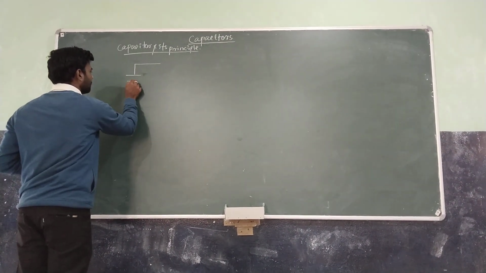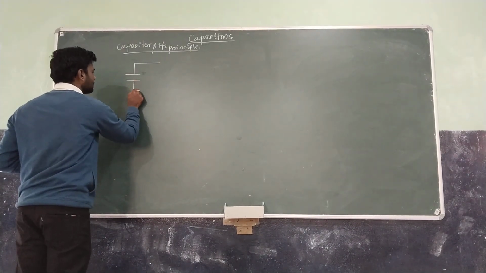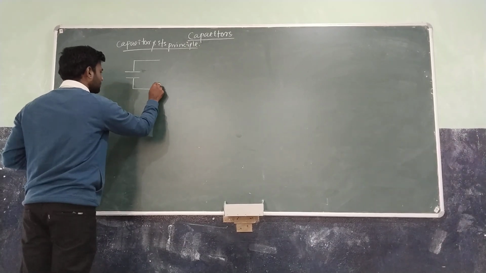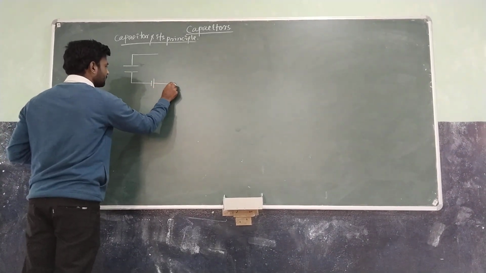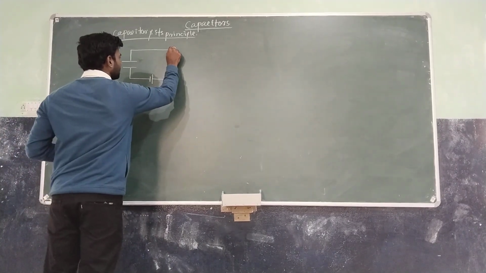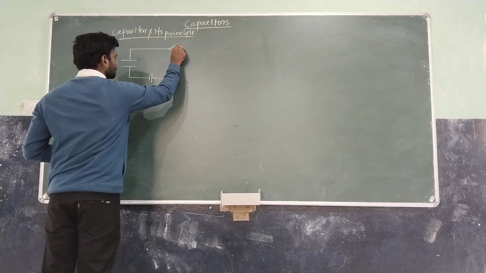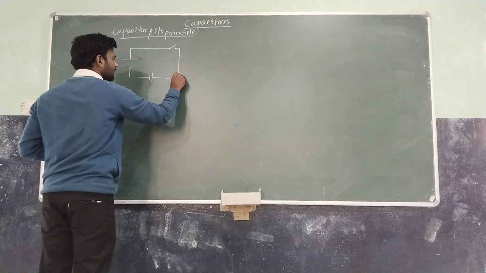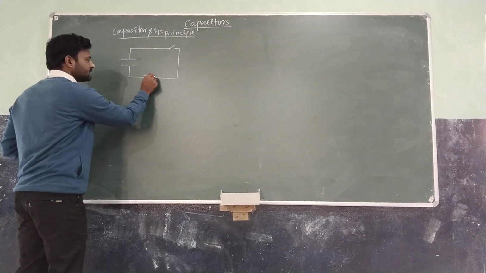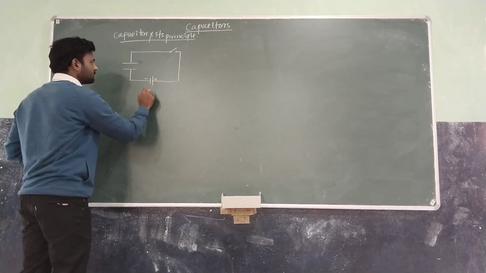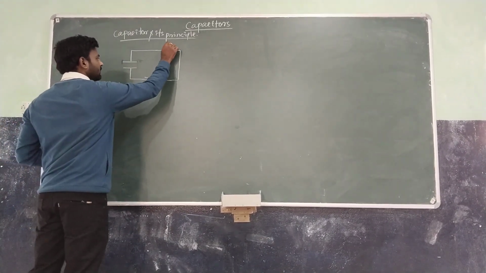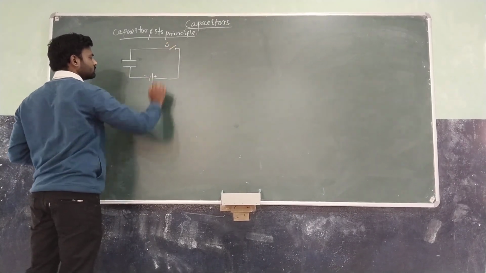Here is the diagram of a capacitor connected across a battery source. Then we have connected a switch here to switch the capacitor on and off. So this side is negative and this side is positive. Here is the capacitor and a switch.